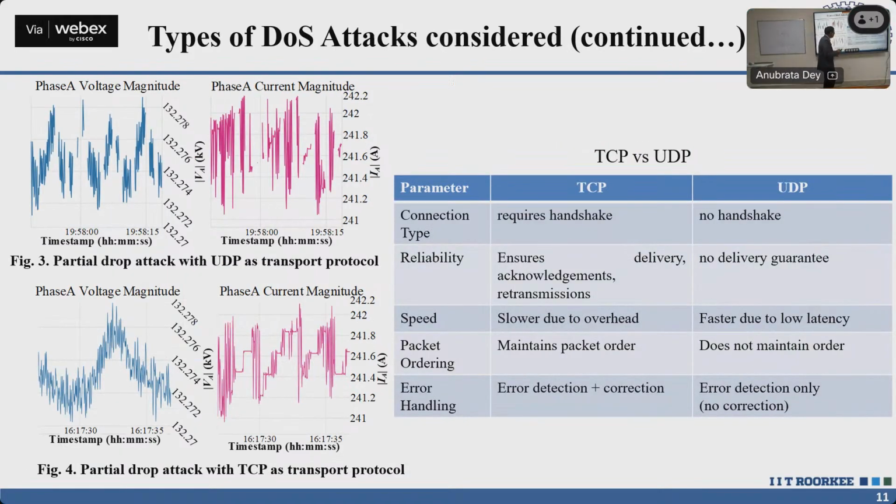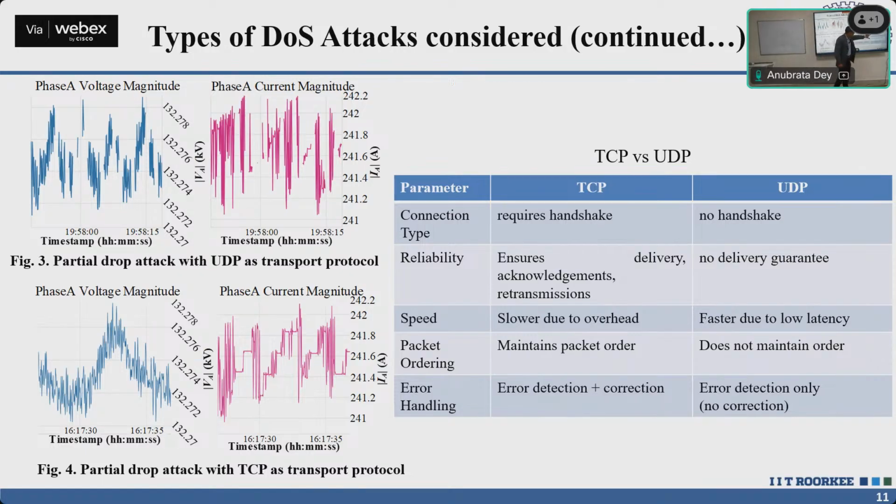Now you can also try TCP and UDP. Both are different, you can see the protocols TCP and UDP are different. Here on this side you can see that we have done a drop attack using UDP as the protocol, where the PMU is transferring voltage magnitude and current magnitude. And here you can see the same thing, when the PMU is transferring the voltage and current magnitude to the PDC, but using the TCP protocol.